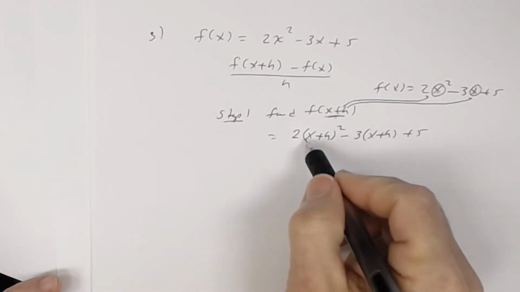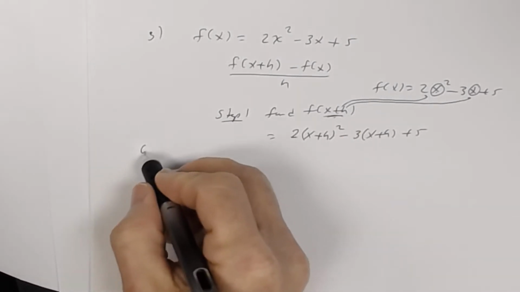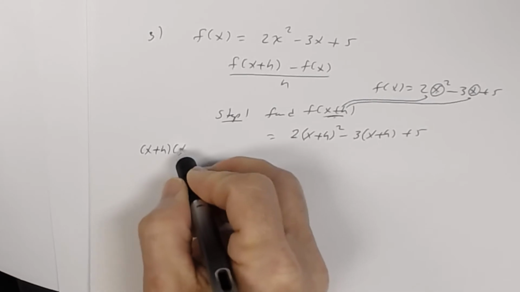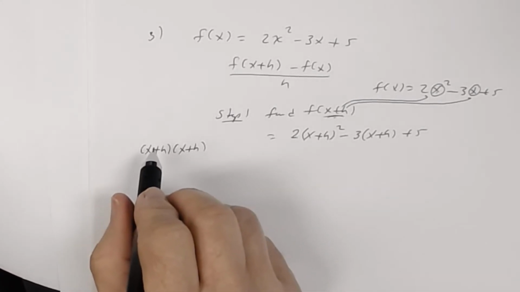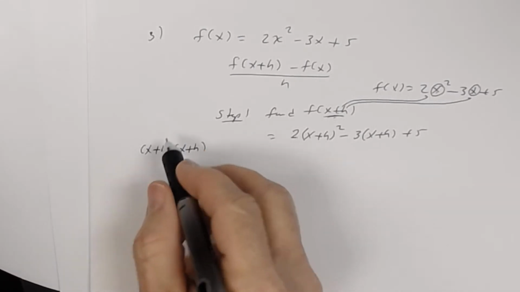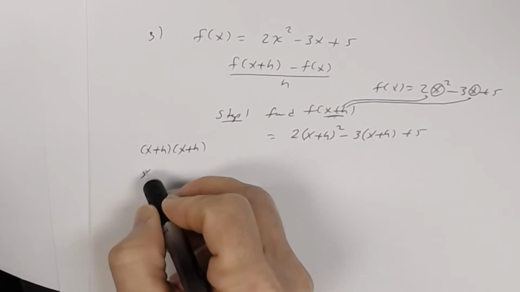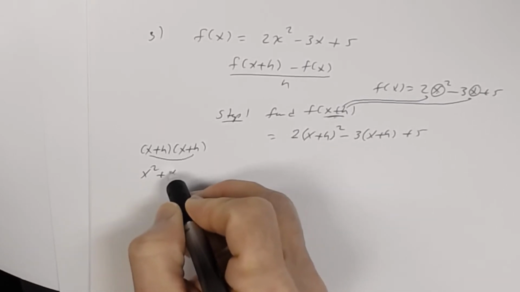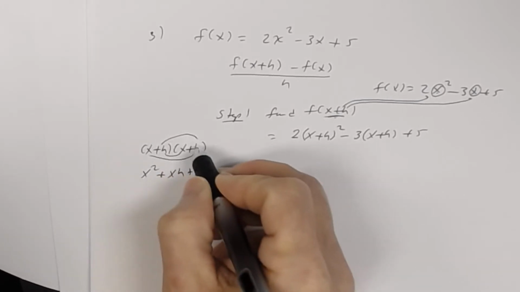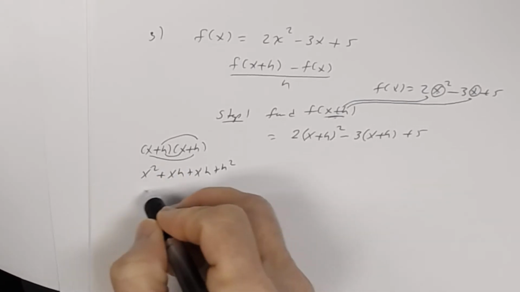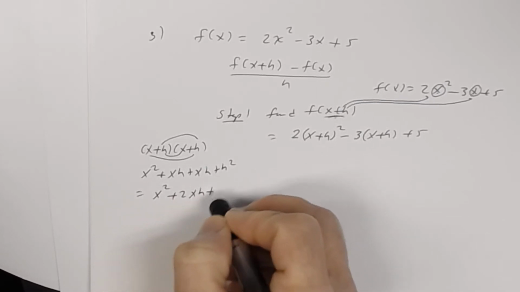Now you've got to figure out what x plus h squared is. So you go off to the side and say x plus h times itself. In a previous lesson, you learned how to multiply x plus h by itself, so let's do it again. You're going to use the FOIL method. X times x is x squared. The outer is xh. The inner is also xh. And the last, h times h, is h squared. Combine like terms, I get x squared plus 2xh plus h squared.